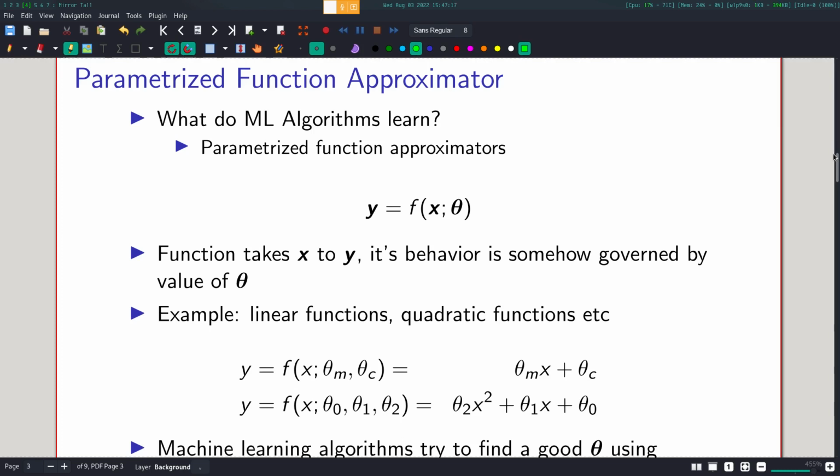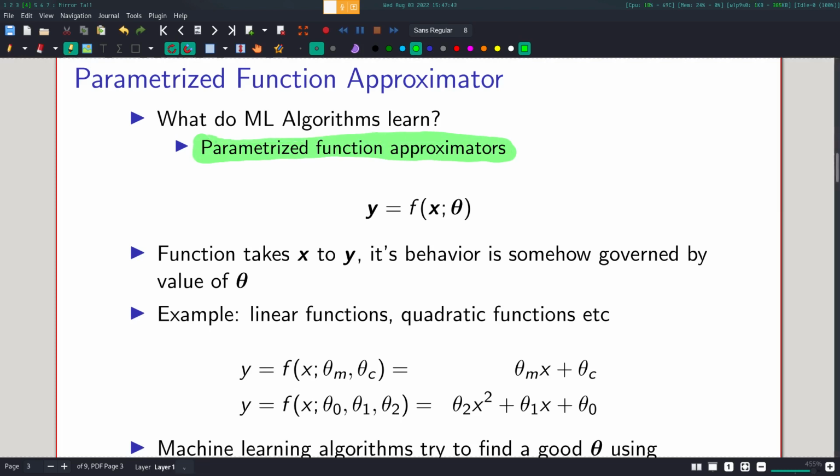If I ask you what a program is, you probably have a very concrete idea of it, right? You can say that okay, it's some steps, a sequence of instructions, and you might have loops, you might have branches, you might have all of those things, right? But what is a machine learning algorithm fundamentally? What does it learn, right? What it learns usually is something called parameterized function approximators.